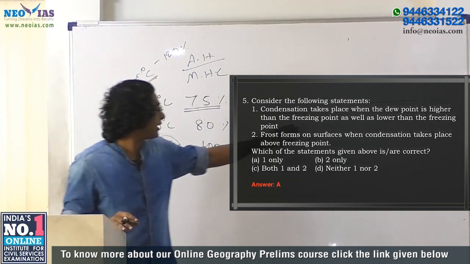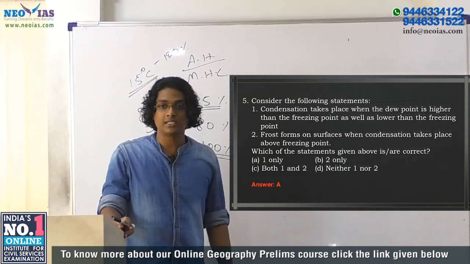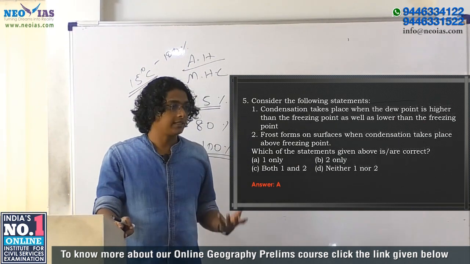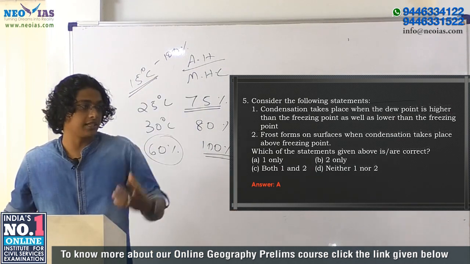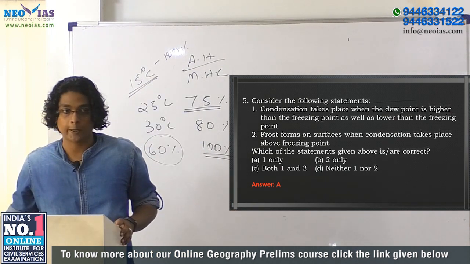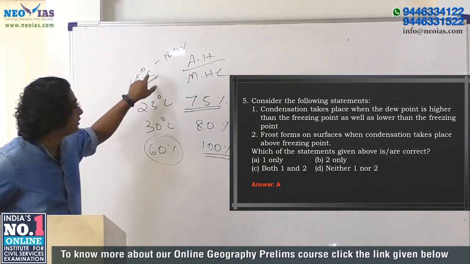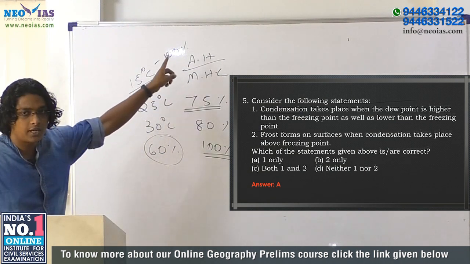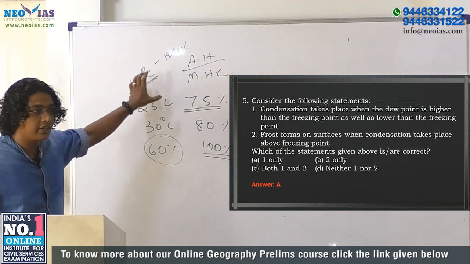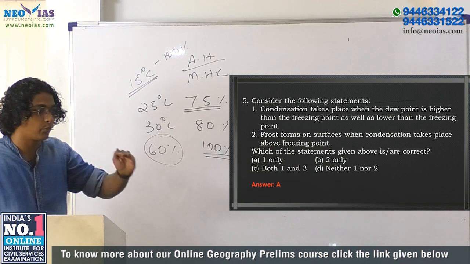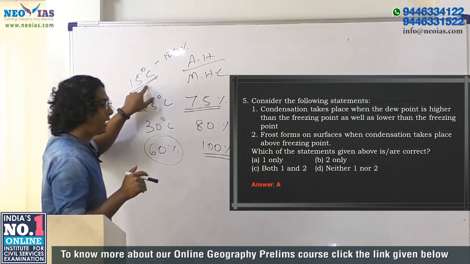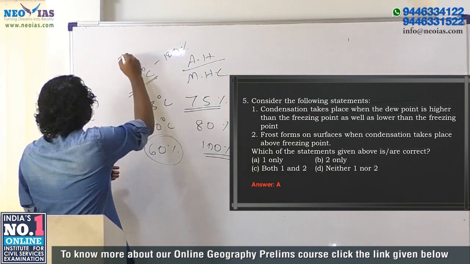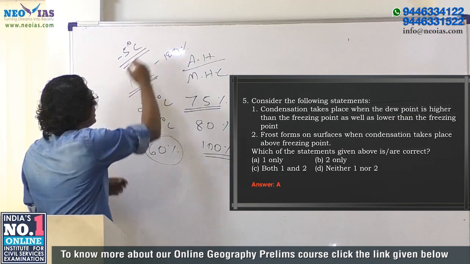The next term here is freezing point. Freezing point means the temperature at which water becomes ice, water will be frozen. Now the dew point means 100% relative humidity. If the dew point is below the freezing point, for example, instead of this 15, imagine it is minus 5 degrees Celsius.